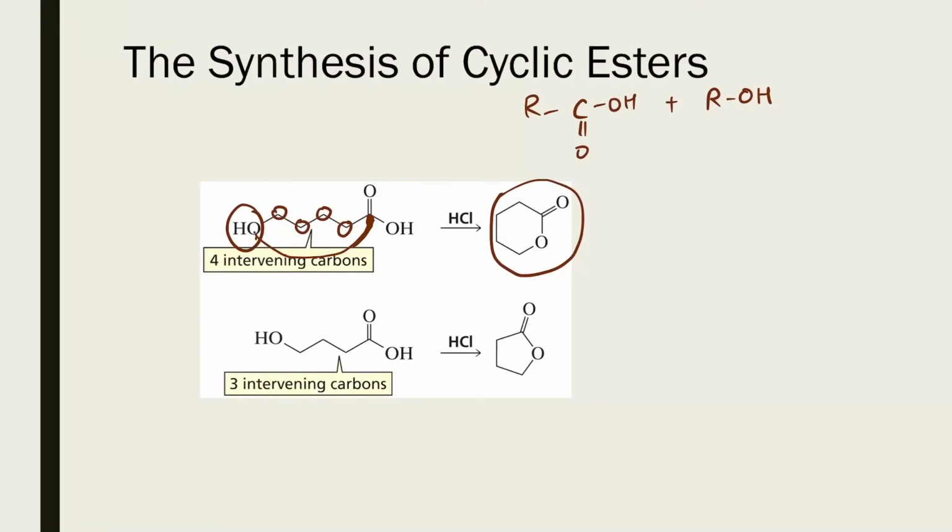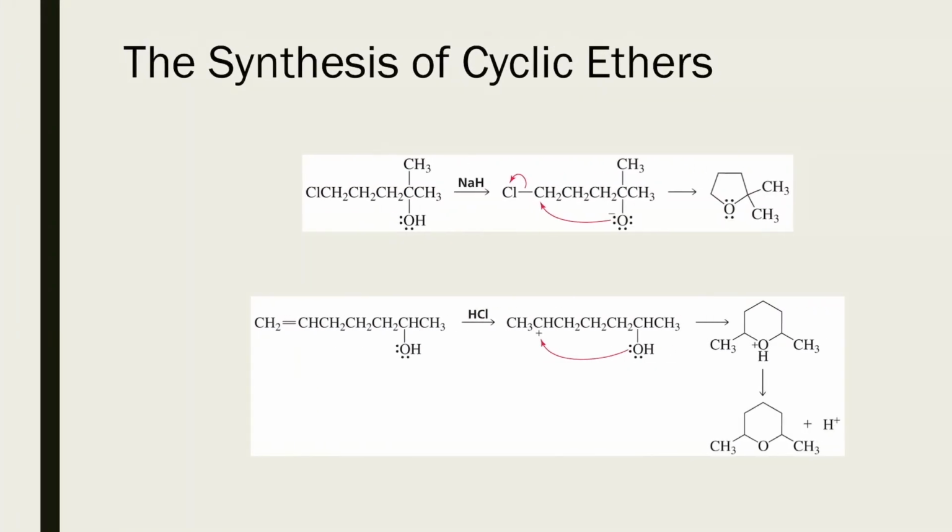And similarly here, this ester is a 5-membered cyclic ester, which is formed from 3 intervening carbons and 2 other atoms. One is a carbonyl carbon and the other one is an oxygen. Okay, the synthesis of cyclic esters, now ethers. So here is an example for synthesizing a cyclic ether.